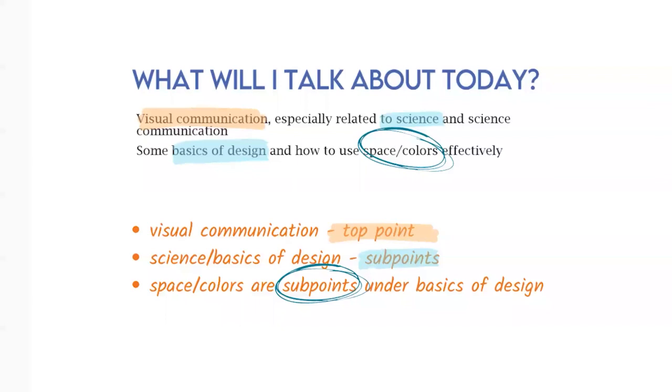The way I like to break down information into slides is by sussing out a hierarchy of a bullet point list, so to speak. Visual communication is my top point, and then how this relates to science is a subpoint. Also, the basics of design is a subpoint. Underneath the basics of design, we can use space and colors. So now we've made this lovely little bullet point list much better. People can jump through that in just a few seconds and then listen to me go on and on about everything else.